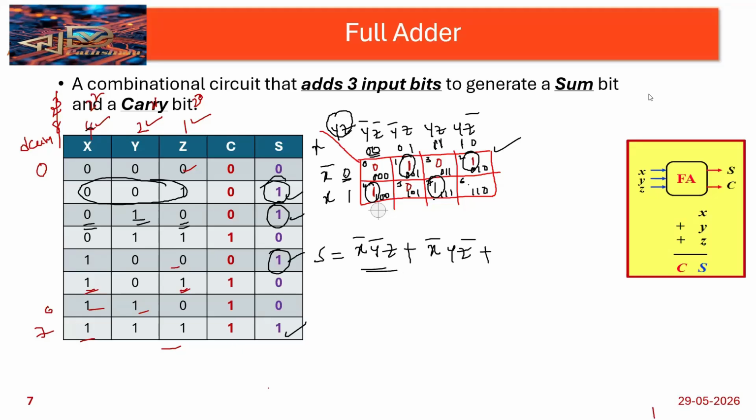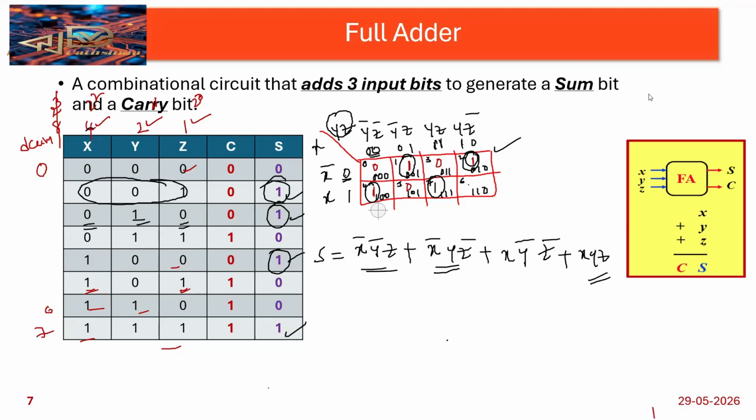And then again here I got 1. What is the condition here? X bar y z bar. And then here x y bar z bar plus, and the other condition x y z. This is the output I am getting. Clear? By using the K-map also I am getting the same output, and without using the K-map also I am getting the same output.